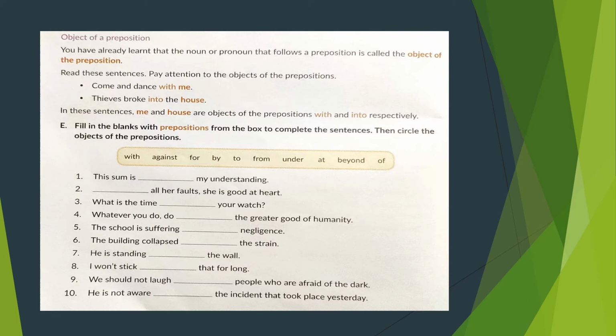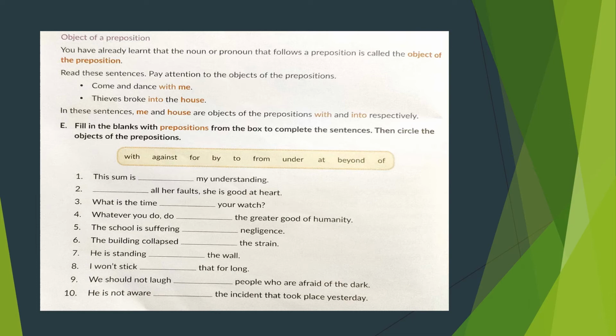Coming to object of preposition. We already know that a noun or pronoun that follows a preposition is called the object of the preposition. Come and dance with me. So me here is following the preposition with, and it is a pronoun. Hence, it is also the object of the preposition. Thieves broke into the house. So again, the noun that is used after the preposition into is the object of the preposition.